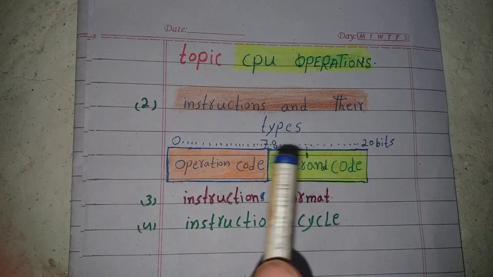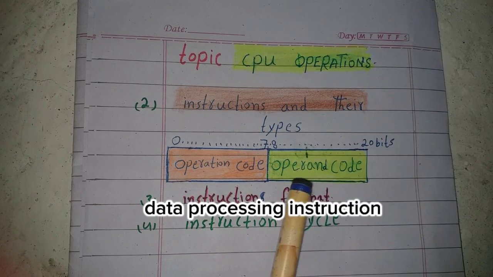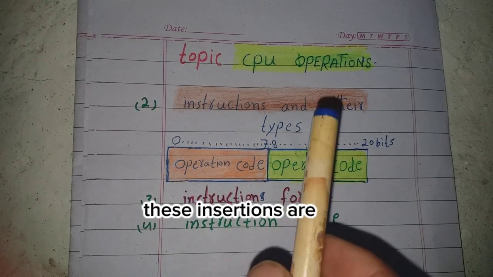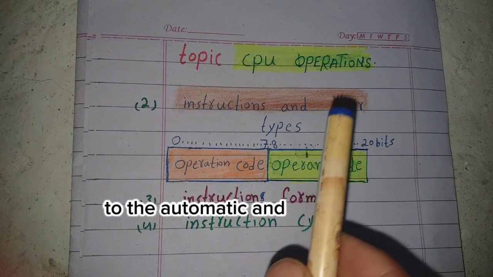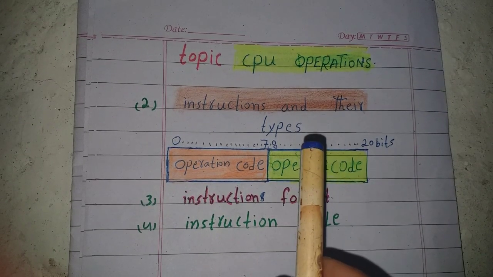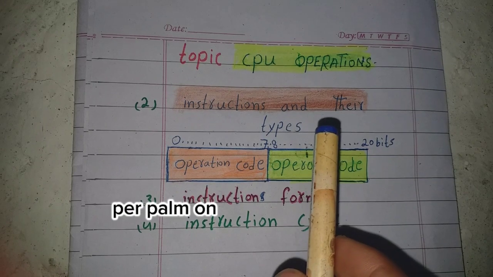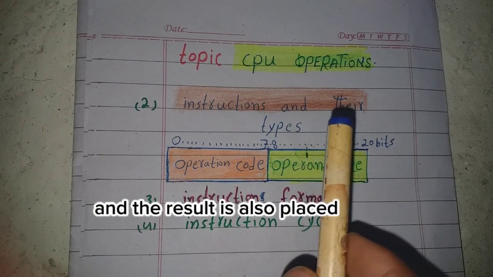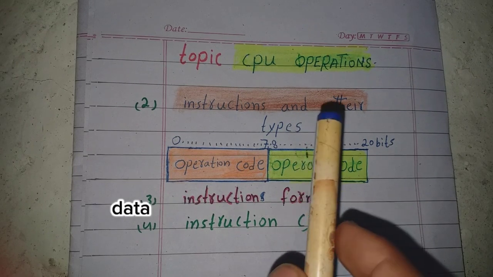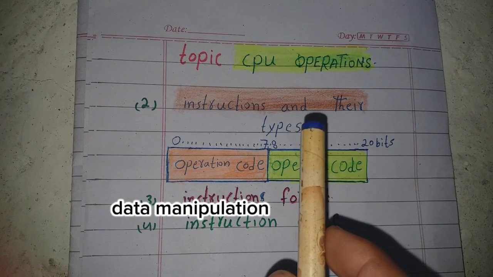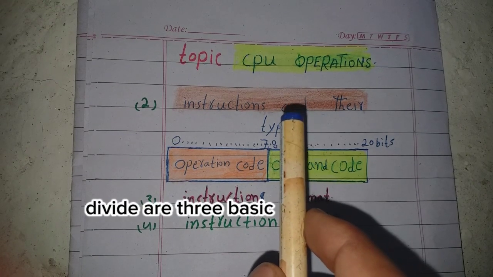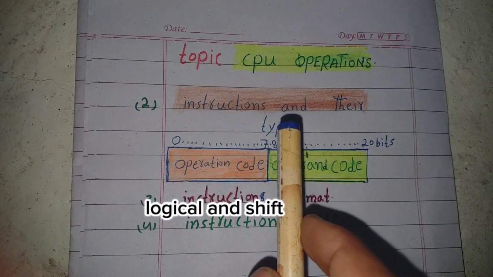Second type, data processing instructions. What are data processing instructions? These instructions are related to the arithmetic and logic operations performed on the values of two registers, and the result is also placed in a register. Data manipulation instructions can be divided into three basic types: arithmetic, logical and shift instructions.